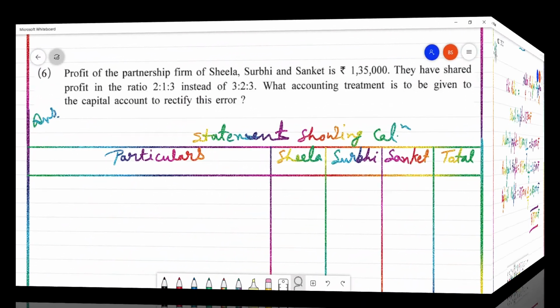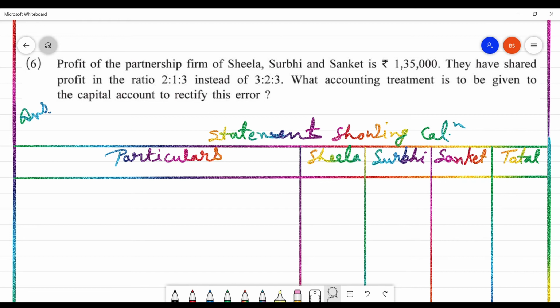Students, let's learn sixth sum. So I have prepared here statement showing calculation. Read the sum. Profit of partnership firm of Sheila, Surbhi and Sanket is rupees 1,35,000. They have shared profit in the ratio 2:1:3 instead of 3:2:3. What accounting treatment is to be given to the capital account to rectify this error?